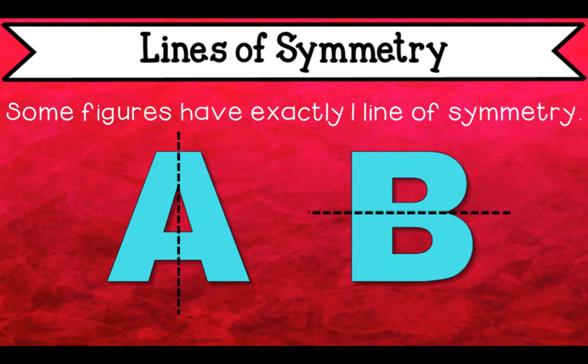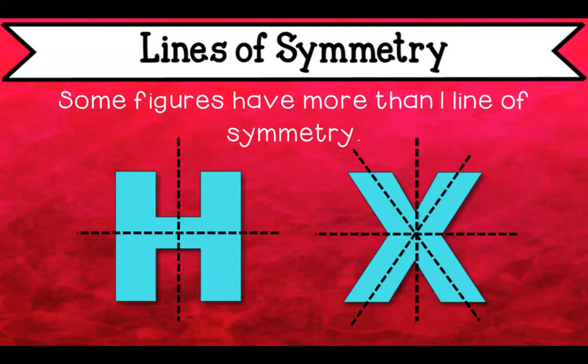Okay, so letter B is the same. It has one line of symmetry. What is on the top is exactly the same as what's on the bottom. Some figures have more than one line of symmetry, like letter H. The top and the bottom match each other, and also the left matches the right. They're mirror images of each other. If you were to fold along these lines right here, the images would match up perfectly. If you folded it, they would fold up the same.